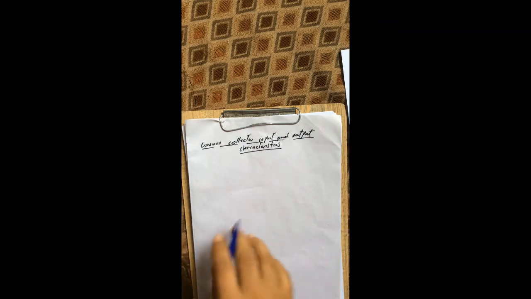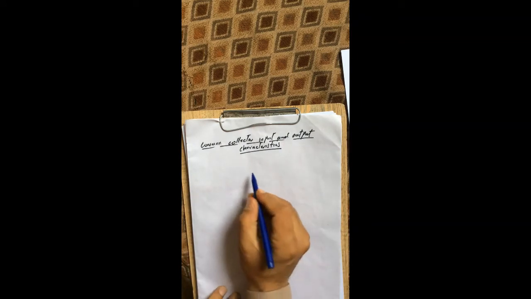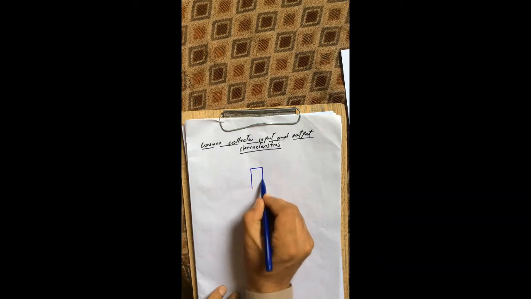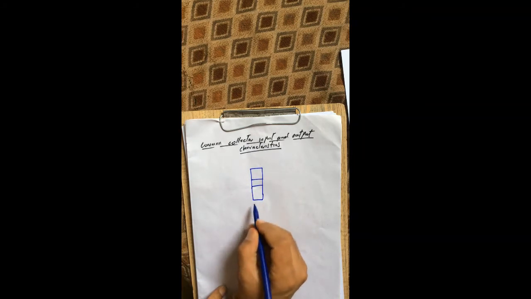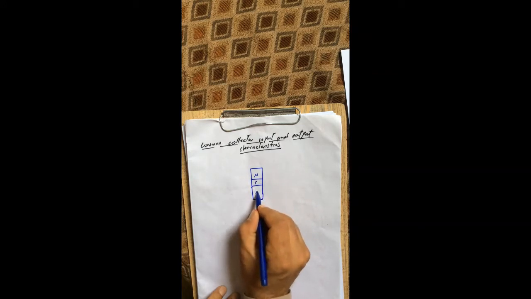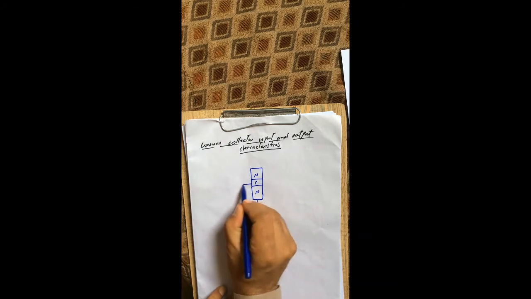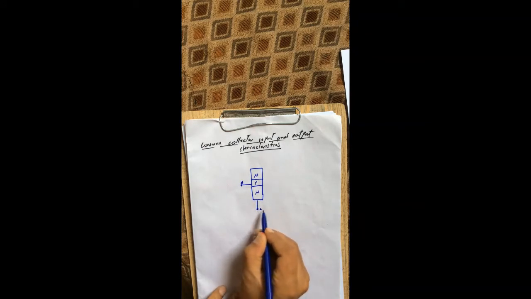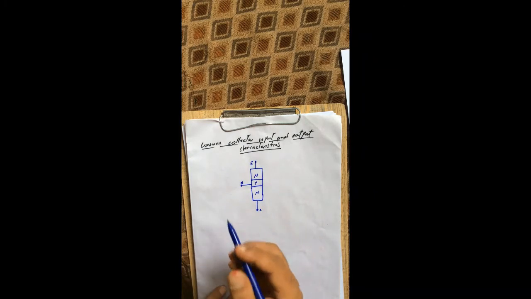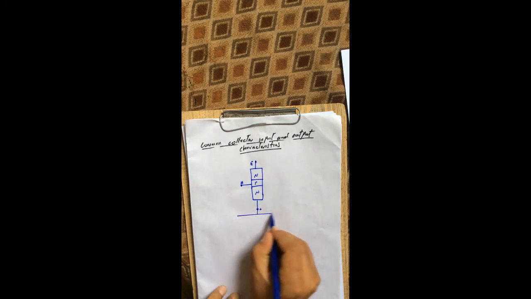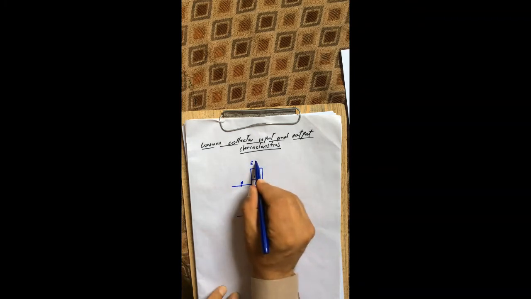Okay guys, next we have the common collector input and output characteristics. So here I will draw the diagram of common collector configuration. This is the emitter, this is the base, and this is the collector, NPN transistor. This is collector, this is base, and this is emitter. Now in common collector configuration, we have collector common between base and emitter.